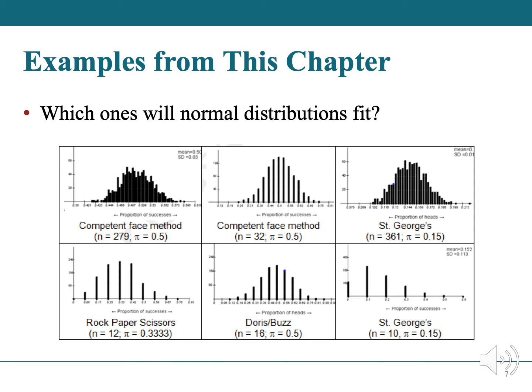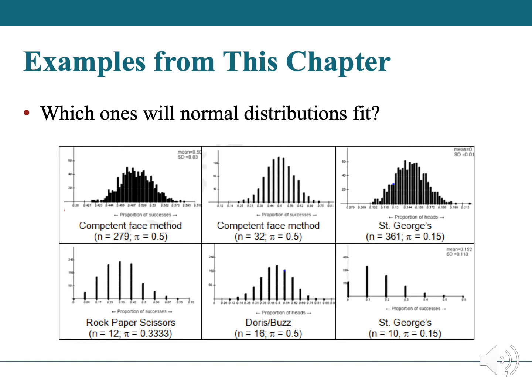And the middle one, with Doris and Buzz, we only have 16 samples, and the parameter is 0.5, but we do have a nice symmetric shaped curve, and so perhaps for this one, a normal distribution from a theoretical standpoint is warranted. The third one, you can see where we have St. George's. This is with the 10. Remember, there were 10 cases that we looked at, and we were hypothesizing the mortality rate was 15%.